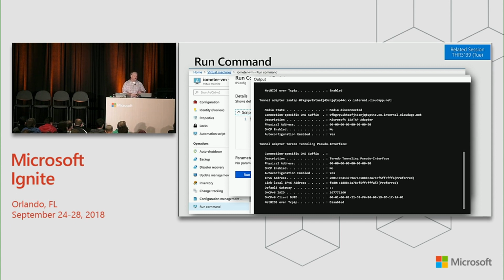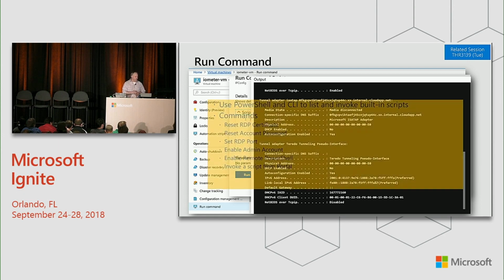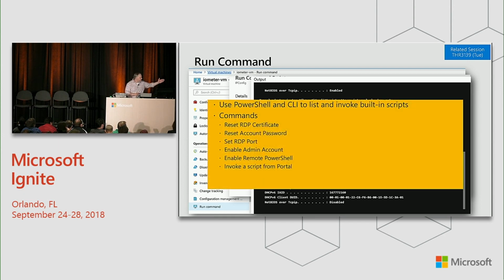And there's a set of things that are often done. Setting up the RDP port if you have it set to randomize, making sure RDP is configured. Or like I said, you can do a customized PowerShell script or a script from the command shell.